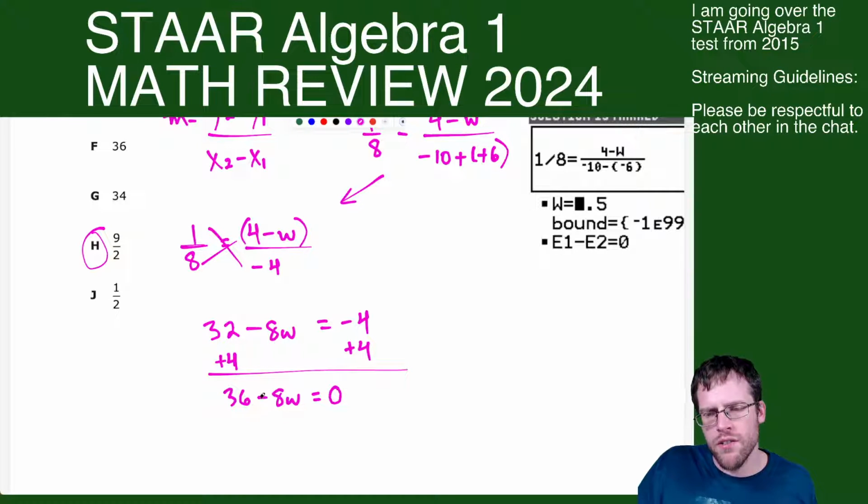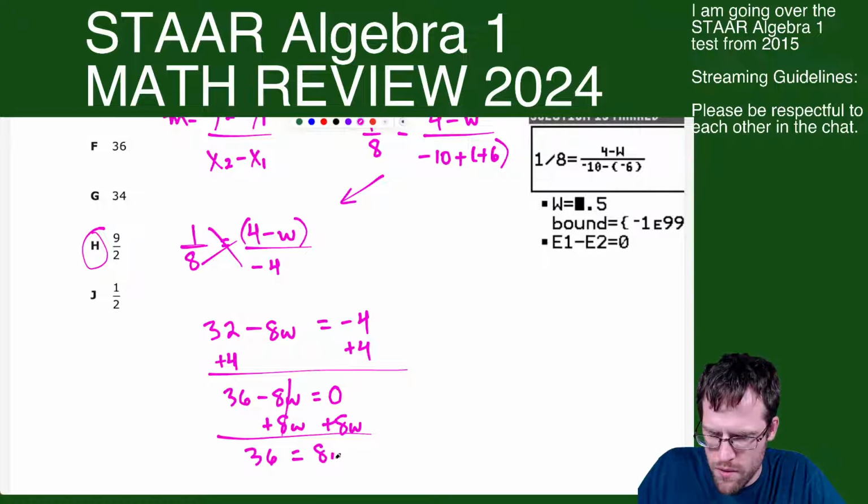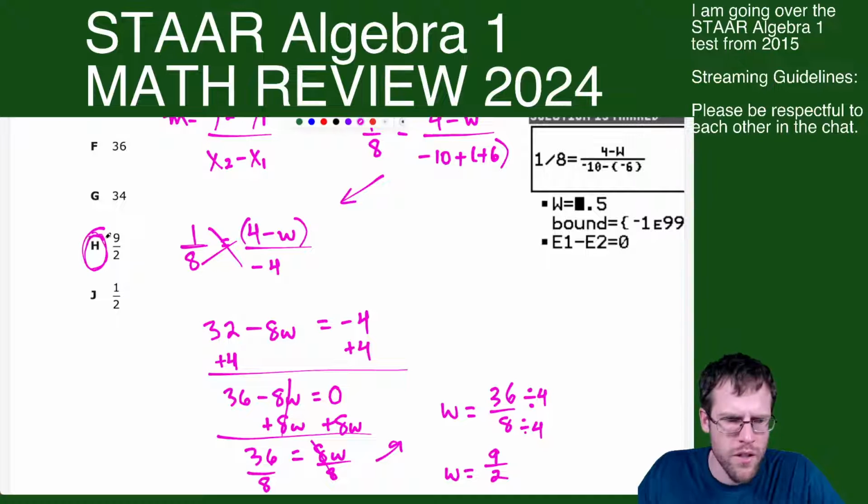It's going to give us 0. And then from here, there's a few ways you could do it, but I could just add 8w to both sides. Okay, so 36 equals 8w. And now just divide both sides by 8. So if you want to do this by hand, you get w equals 36 over 8. And now to reduce, divide the top and bottom by 4, and you're going to get 9 over 2. So see, 9 over 2, either way.